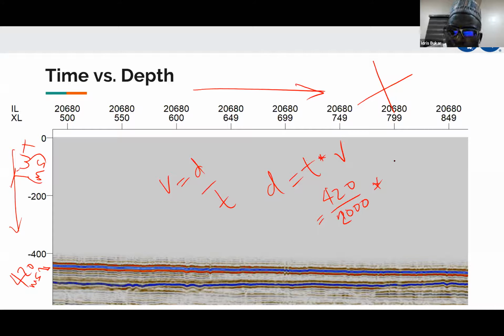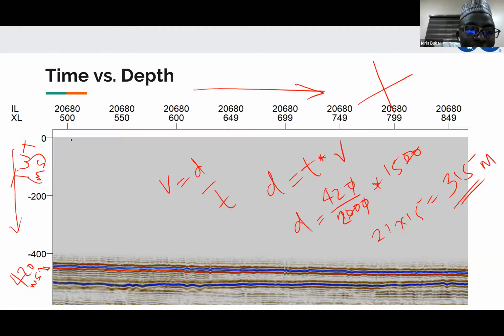So we go 1.5, right? So we end up with about 21 here over 100. So we end up with 21 times 15. So we end up with about 300 and what? 5? So meters, right?